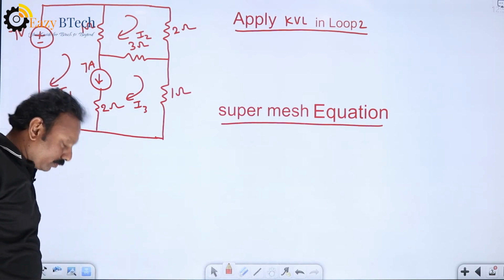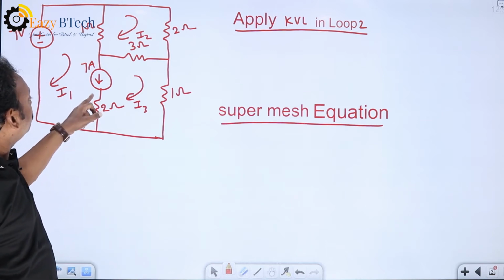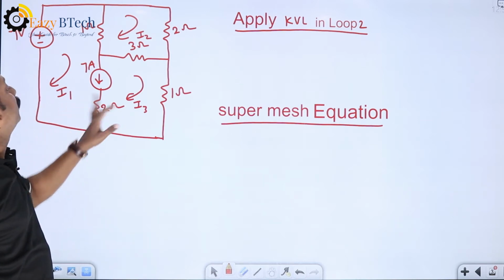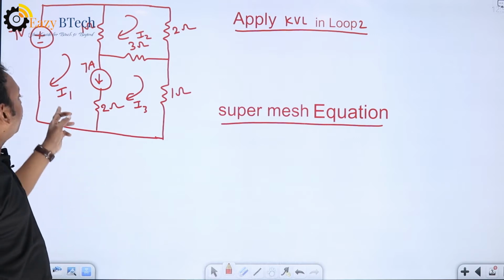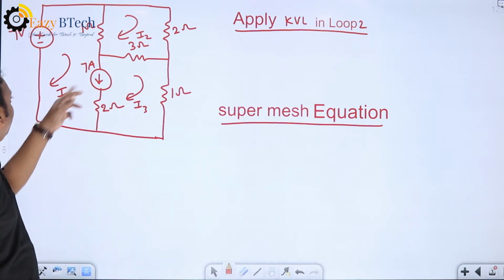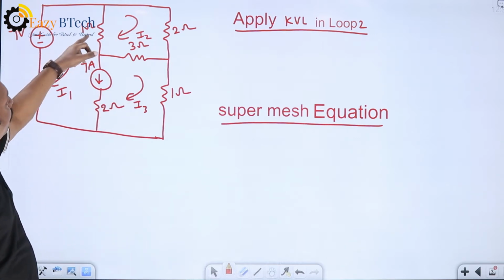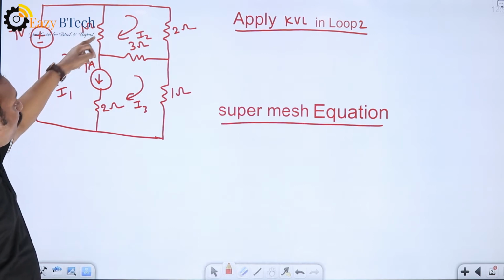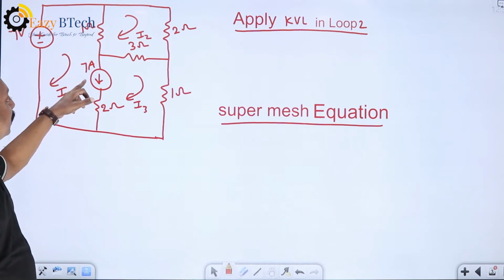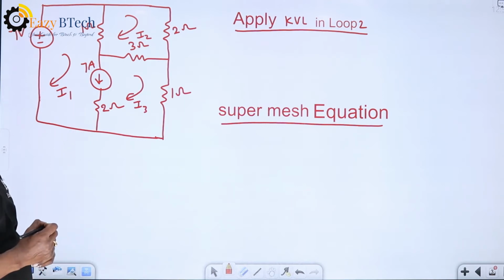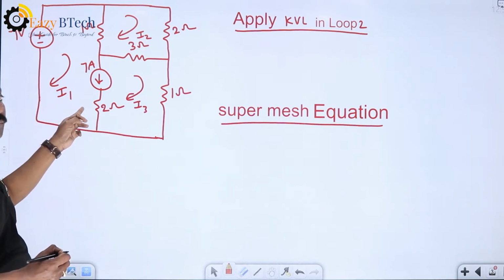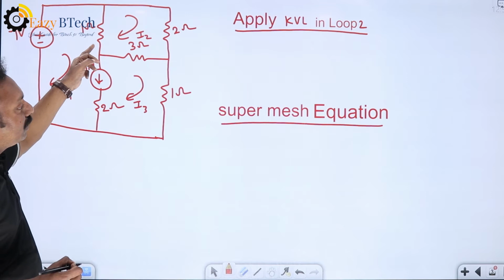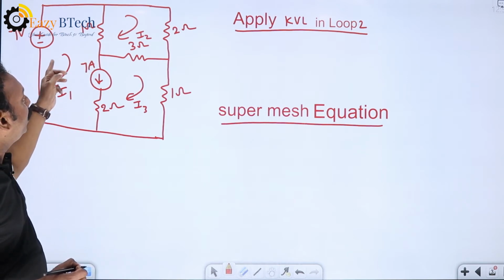This current source is present between the first loop and third loop, so directly applying KVL is not possible. If you apply KVL, for the current through 1 ohm we write I into R. But how to write the voltage across the current source? It is not possible, as this is also current only. So what is the KVL definition? Algebraic sum of the voltages in your loop equal to 0.